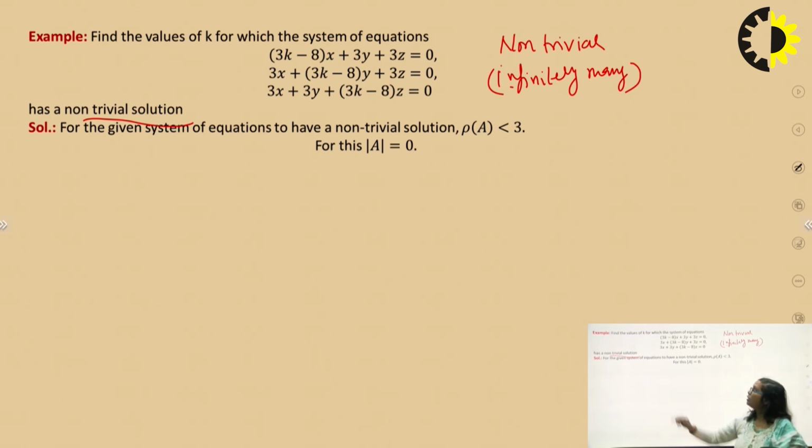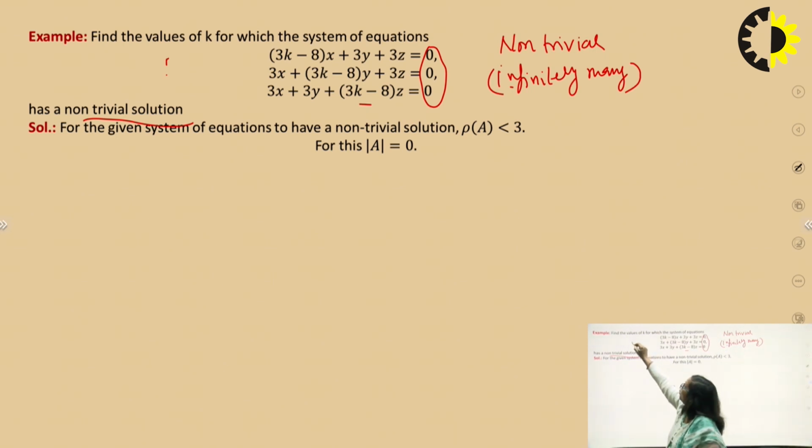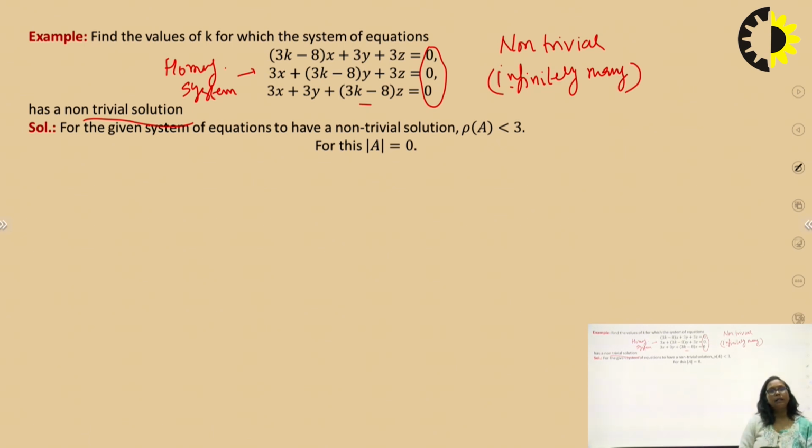So you need to find the value of this unknown k such that these equations have infinitely many solutions. Since the right hand side of all these 3 equations is 0, these equations are nothing but a homogeneous system of equations. In a homogeneous system, infinitely many means that the rank of the coefficient matrix must be less than 3, the number of unknowns, which is 3 here.